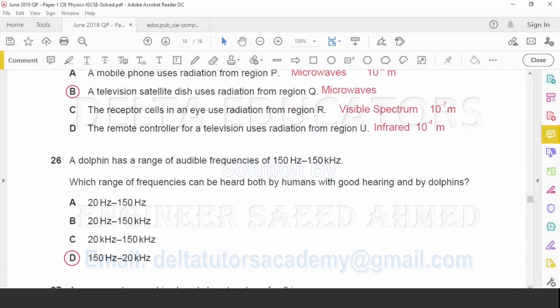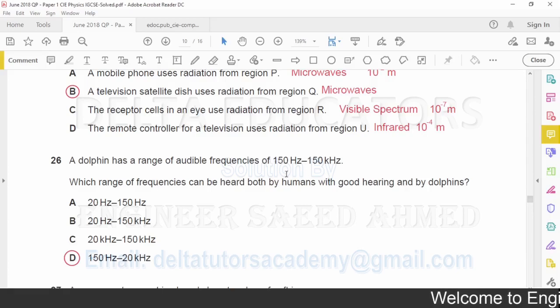Question number 26. A dolphin has a range of audible frequencies of 150 Hz to 150 kHz. Which range of frequencies can be heard both by humans with good hearing and by dolphins? Okay, what is the range for humans? For humans, it is 20 Hz to 20 kHz. Now the minimum frequency that can be heard both by dolphins and humans will be 150 Hz.